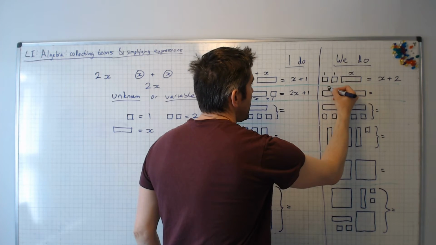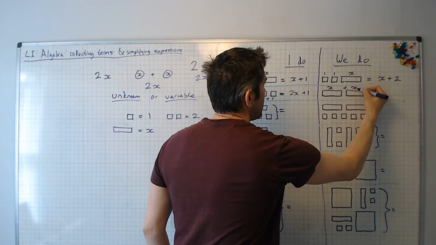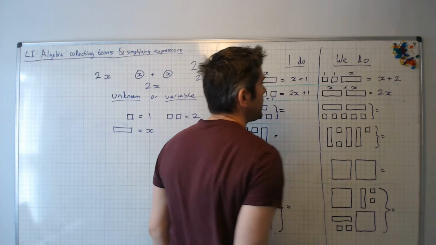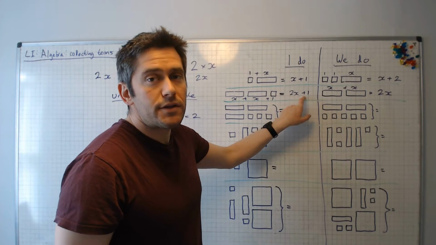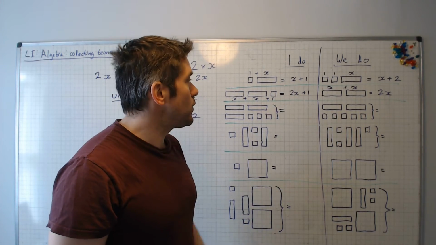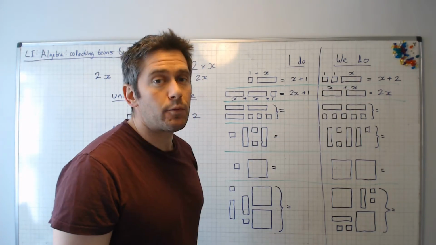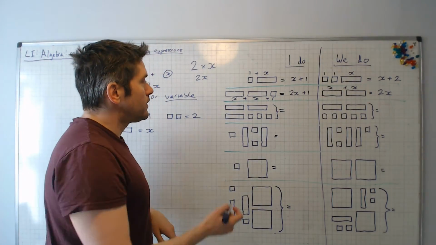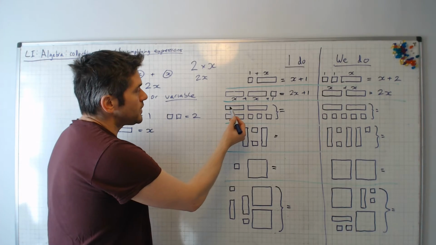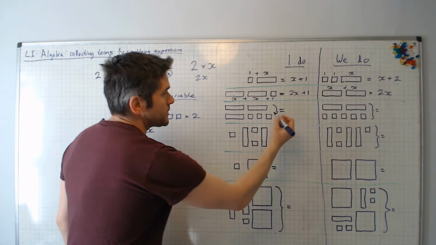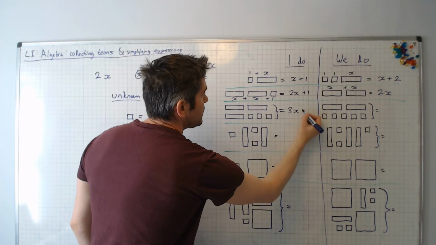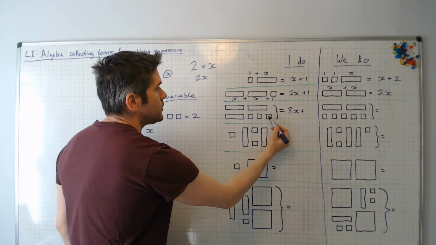You should have got x plus x, which is 2x. We don't have a constant to go with it. We don't have a number by itself to go with it because there isn't one. We don't see any of those little blocks next to this one. Next question. This time we have 1, 2, 3x plus 1, 2, 3.